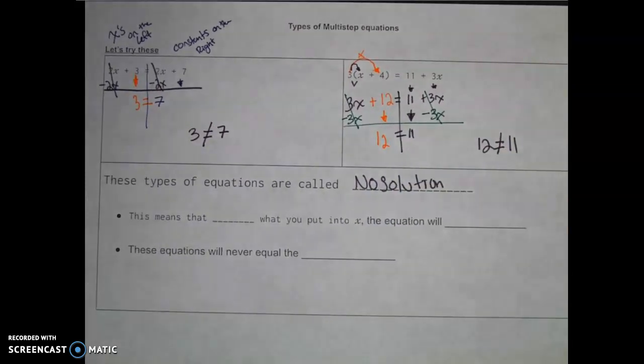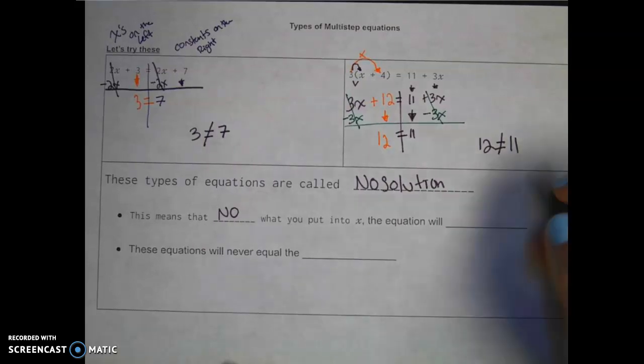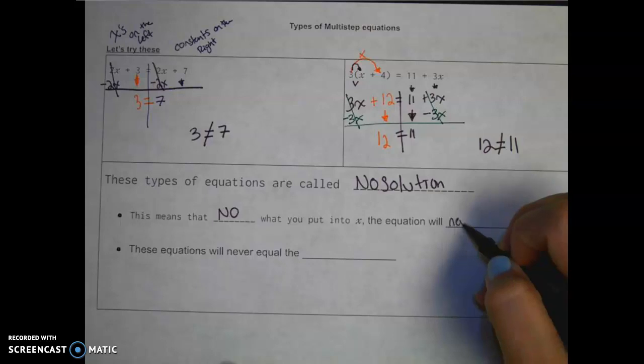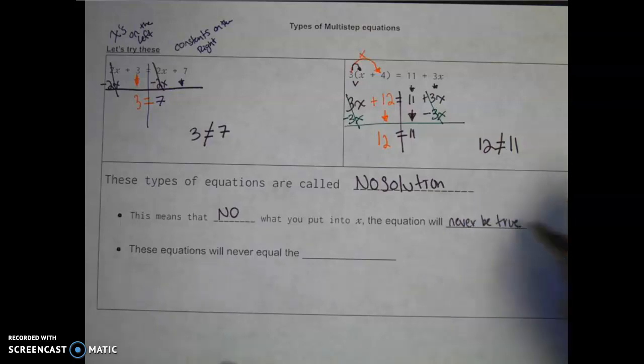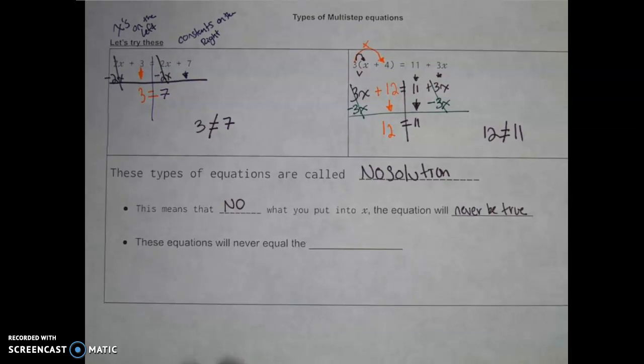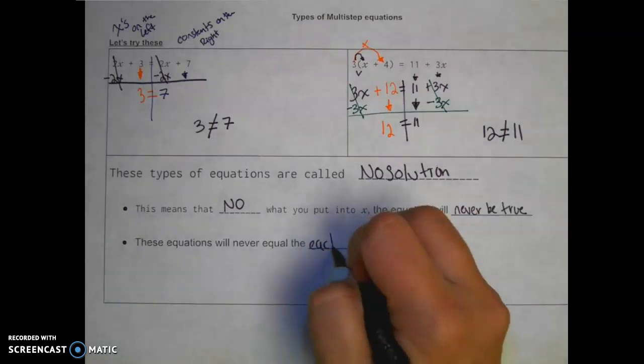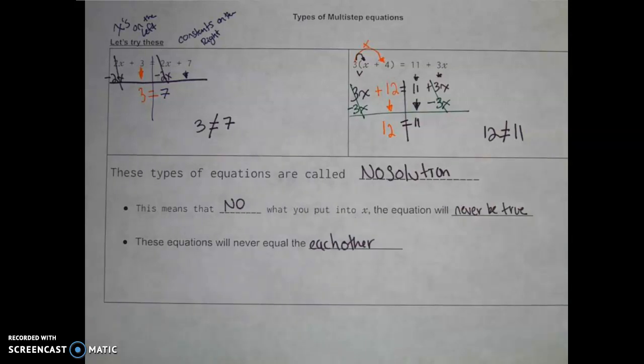X could be 3, x could be 7, x could be 12, x could be 11. This means that no matter what you put into x, the equation will never be true, meaning you will never find a solution to x. These equations will never equal each other. So anytime that you have an equation where one number equals an opposite or different number, that means there is no solution. There's no solution to x. So let's move on to the next one.